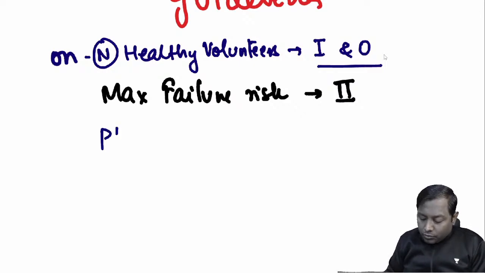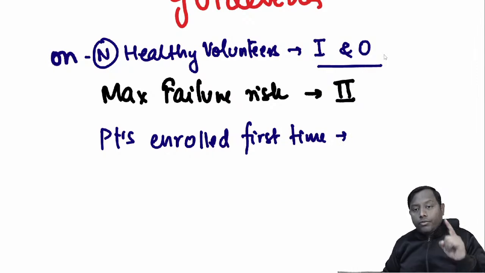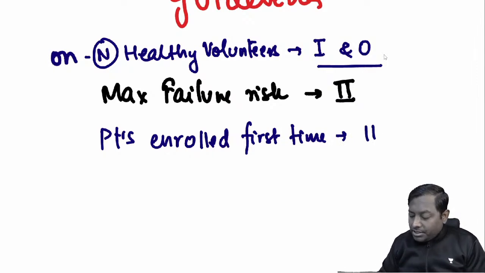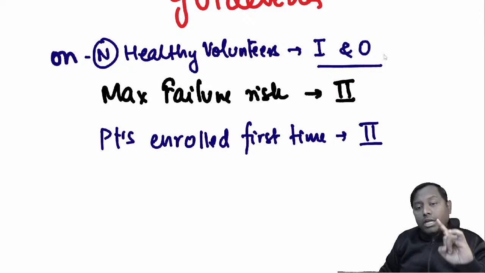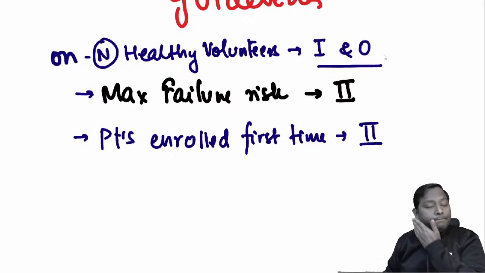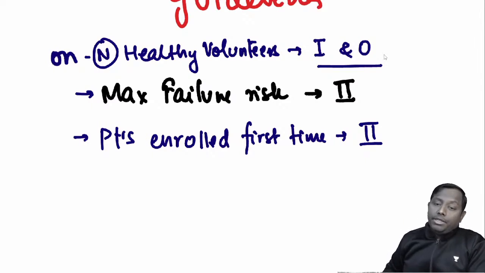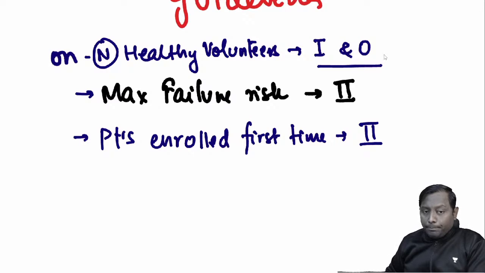Then again the examiner asks, patients are enrolled for the very first time in which phase of clinical trial? For the very first time you will be enrolling the patient in phase 2 of the clinical trial. Remember, there is one condition here. Again, if there is, let's say, an antiretroviral drug or immunosuppressant drug, in that scenario from phase 1 only your sample will be patients. Okay, all right.